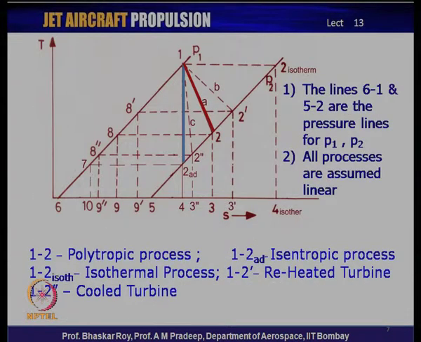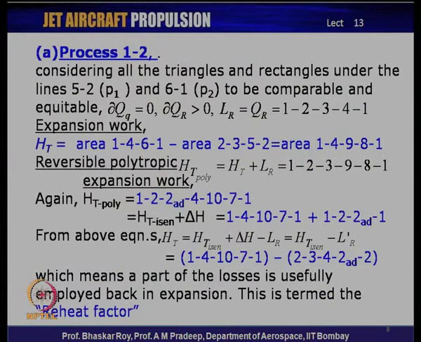So, if we go back, 1 2 3 9 8 1, that is the total amount of work that is being performed, including the losses, which as I said earlier is 1 2 3 4 1, and as a result of which these rectangles and triangles give you the reversible polytropic expansion work.